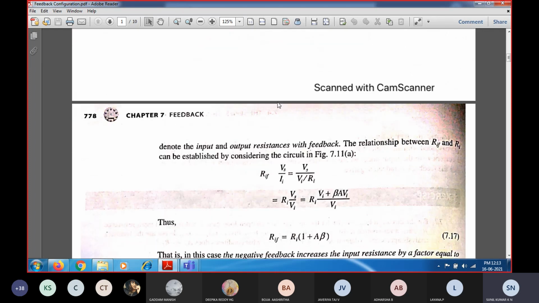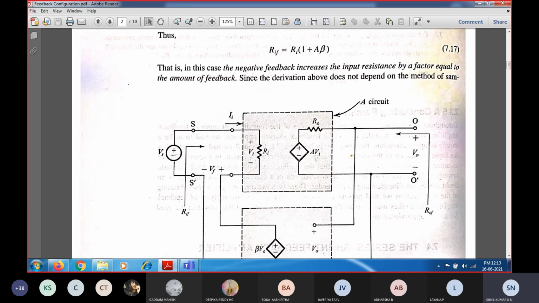Now we are going to find out how to obtain the relation between the input resistance with feedback and the input resistance of the amplifier. Ri corresponds to the amplifier input resistance, and Rif corresponds to the input resistance of the amplifier with feedback. So first we are going to find out Rif, which is nothing but the input resistance with feedback. Looking at the circuit, the input is nothing but Vs, that is voltage. R is equal to V by I, so Rif will be equal to Vs divided by Ii.